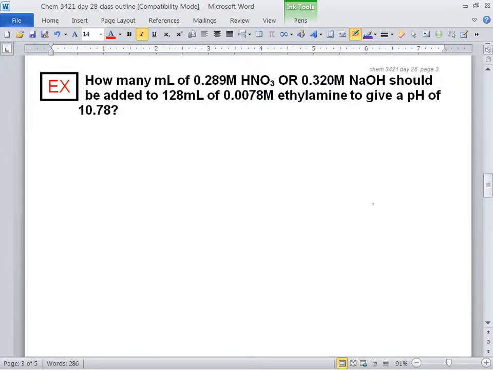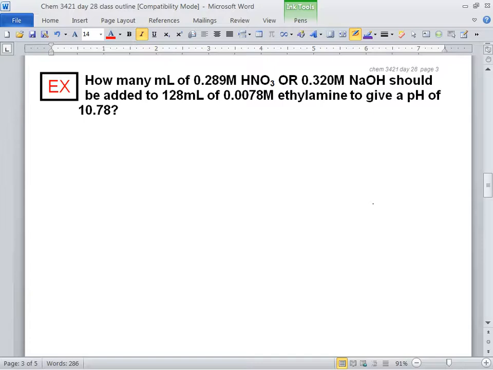Here's our first question. Is it the same as on your sheet? It is. Good. Okay. How many mL of 0.289 molar nitric acid or 0.32 molar sodium hydroxide should be added to 128 mL of 0.078 molar ethylamine to give a pH of 10.78?